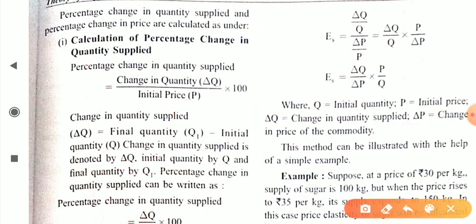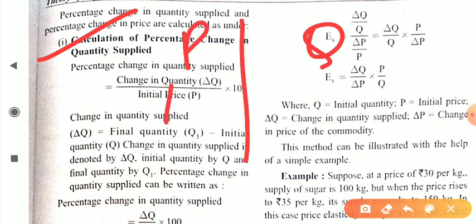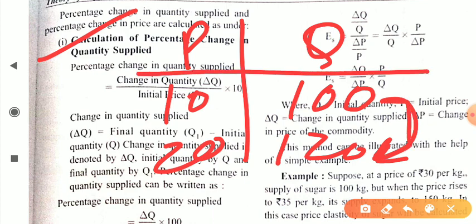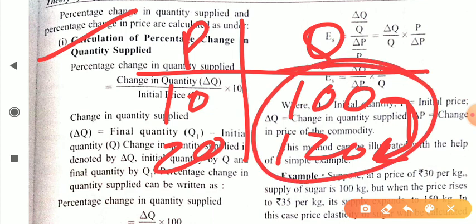Now move to our point, which is the calculation of percentage change in quantity supplied. How can you measure the percentage change in quantity supplied? Suppose this is your quantity and this is the price: 10, then price 20, and quantity is 100 and then becomes 120. Then how much is the percentage change in quantity supplied? We are talking about this point. Initially it was 100, then next time it is 120.